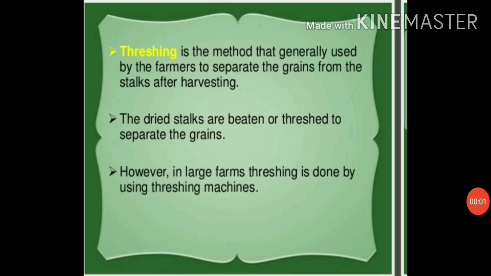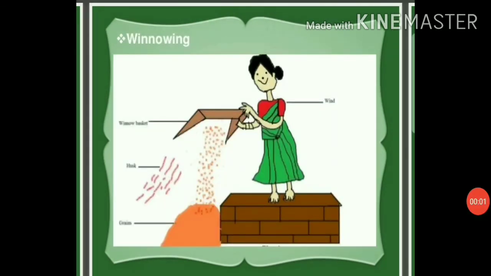So let's see that threshing is the method that is generally used by the farmers to separate the grains from the stalks after harvesting. The dried stalks are beaten or threshed to separate the grains. However, in large farms, threshing is done by using threshing machines. So students, let's talk about winnowing.